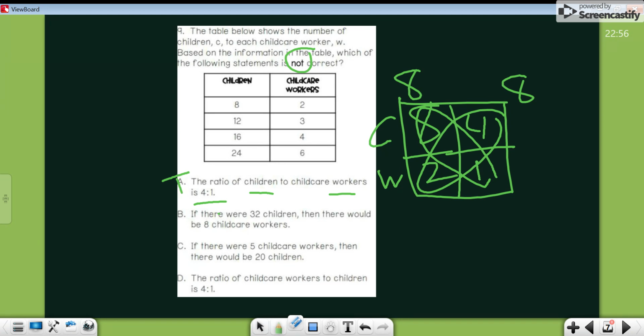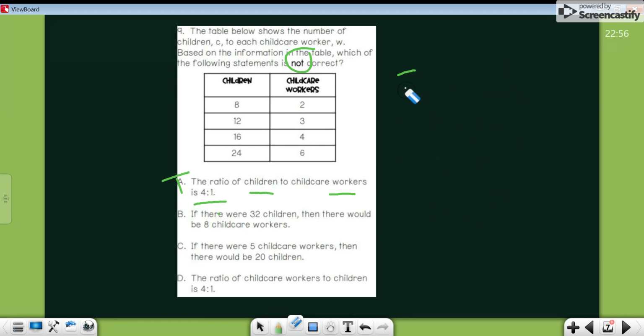I'm going to add on to my box here, the table. I'm going to add on another row. For B, it says if there were 32 children, so I would put 32 right here, and there would be 8 child care workers. So I'm going to look to see if that's true. 8 divided by 4 is 2, 12 divided by 4 is 3, 16 divided by 4, 24 divided by 4 is 6. So 32 divided by 4 is 8. So this is true.